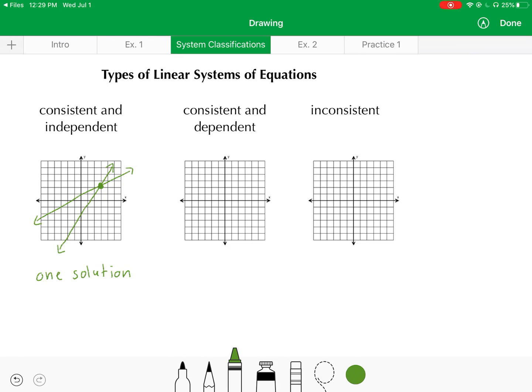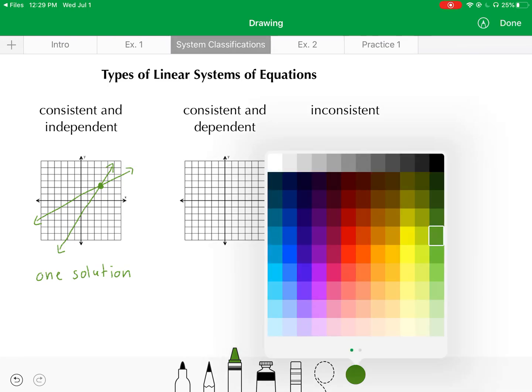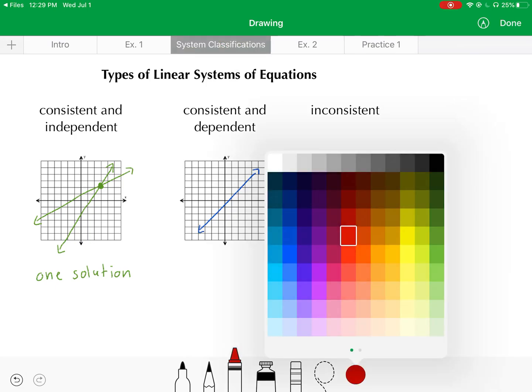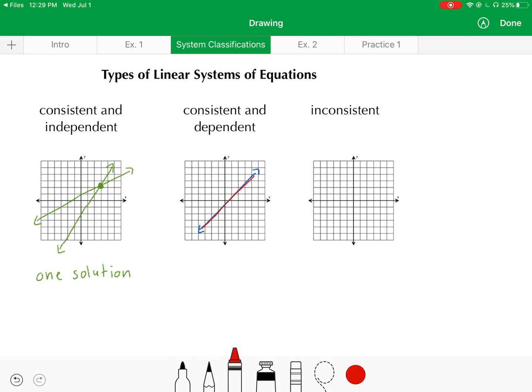Your next type of system would be a consistent and dependent system. This would be when you graph the two lines of the system and they turn out to in fact be the same line, which means they have an infinite amount of intersection points. All of the points that are on each line are in fact common points. So we're going to say that this system has an infinite amount of solutions.